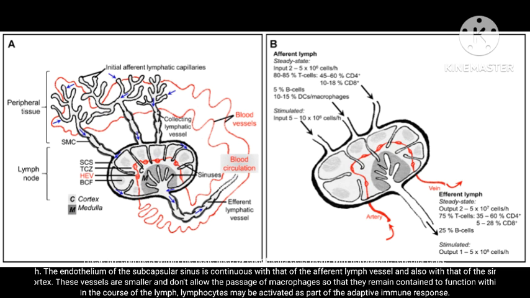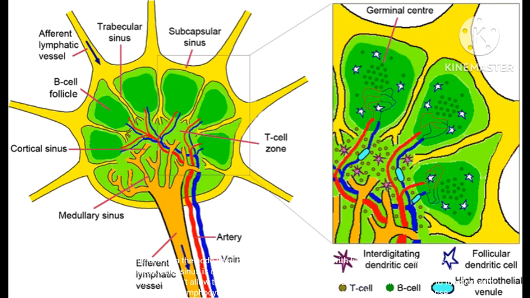flow of lymph. The endothelium of the subcapsular sinus is continuous with that of the afferent lymph vessel and also with that of the similar sinuses flanking the trabeculae and within the cortex. These vessels are smaller and don't allow the passage of macrophages so that they remain contained to function within a lymph node. In the course of this, the lymphocytes may be activated as part of the adaptive immune response.